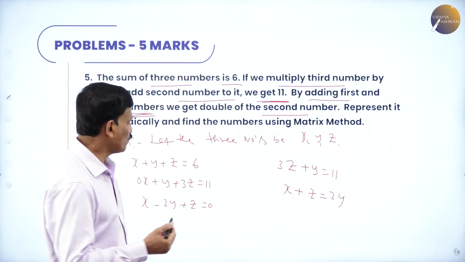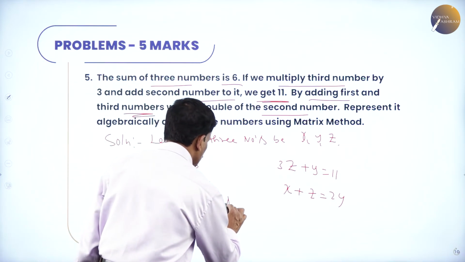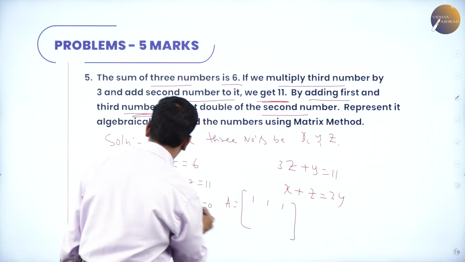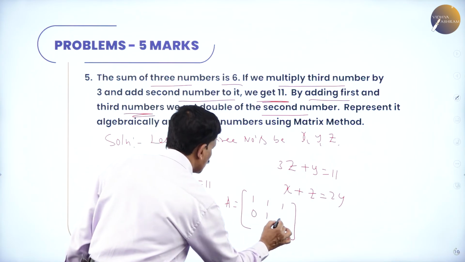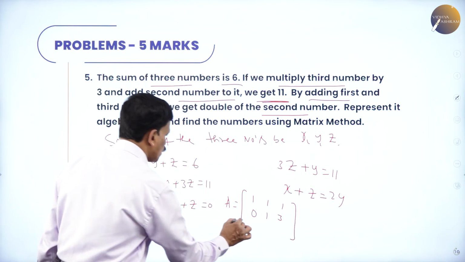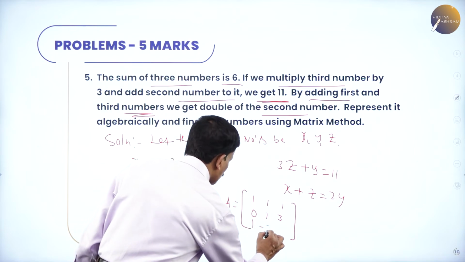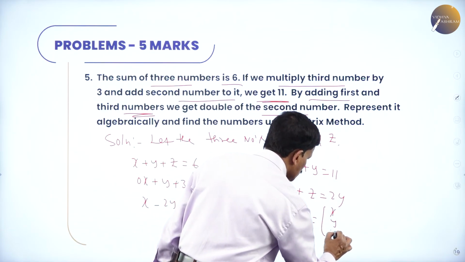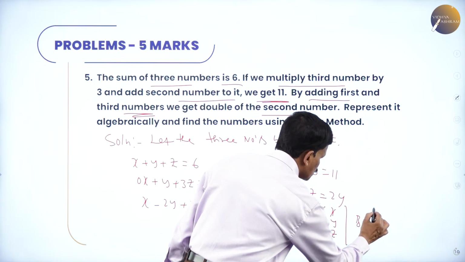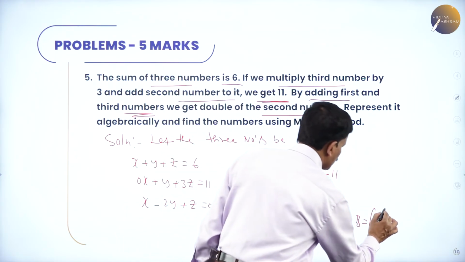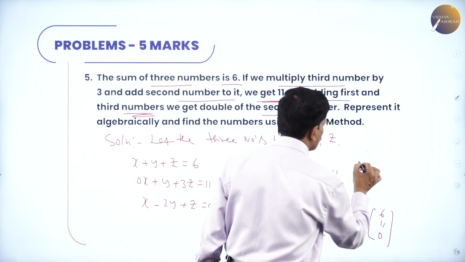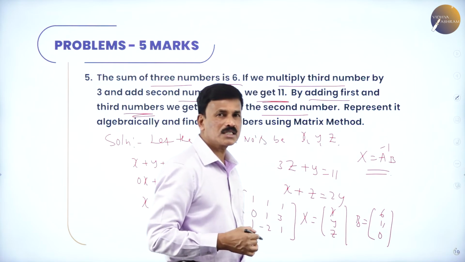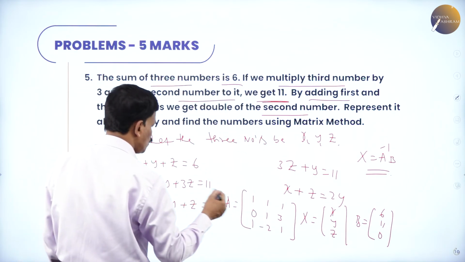Now, let us write the coefficients. Here A is of order 3 by 3: 1, 1, 1; 0, 1, 3; and 1, minus 2, 1, the coefficients of x, y, z. X is equal to x, y, z as usual, and the matrix B is equal to 6, 11 and 0. The solution is x is equal to A inverse into B. That's it. Now, let us find out the inverse. I will go to the next page.